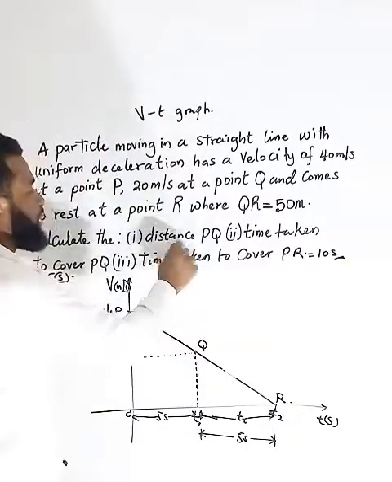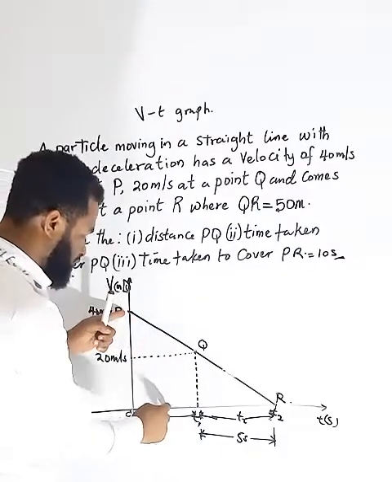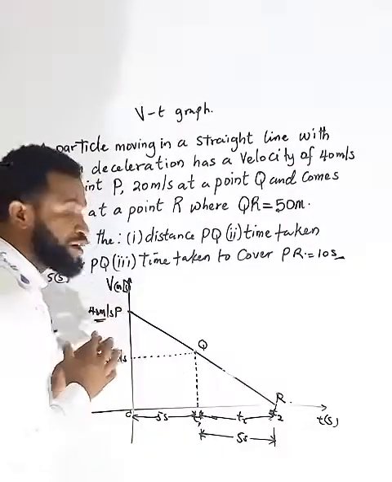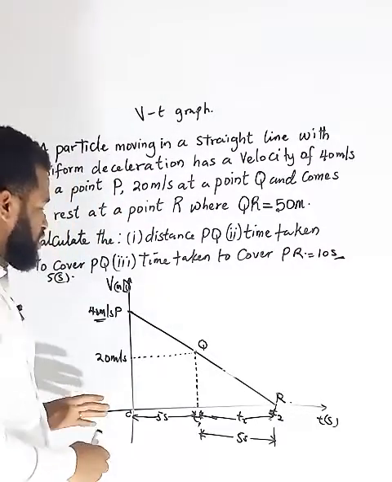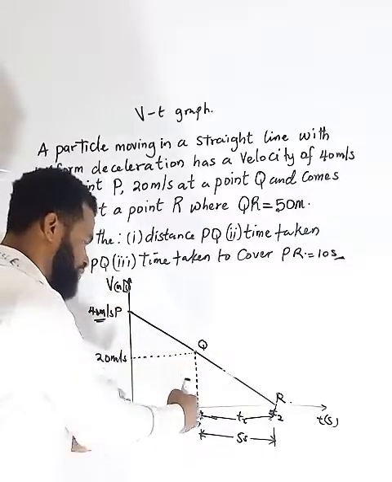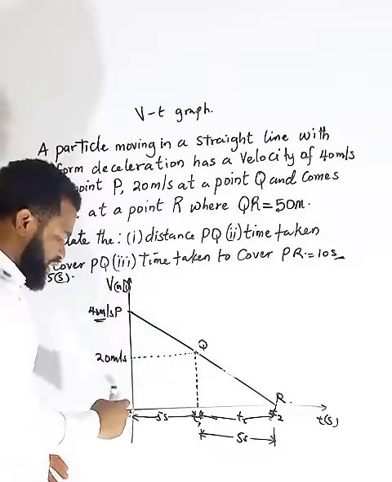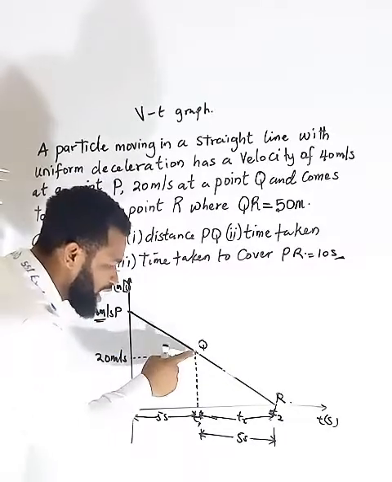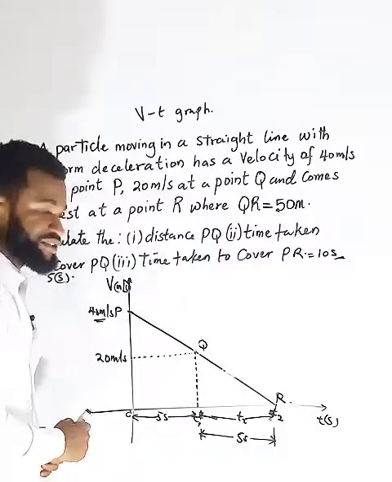Now, for me to be able to find PQ, I have to consider this shape from here to here to here to here to here, which I called trapezium at the beginning part of this lesson. So what I'm going to do is that, if you look at this one, these are the two parallel sides of a trapezium. This from here to here plus from here to here. Now remember, from here to here is 20. Then from here to here is 40.